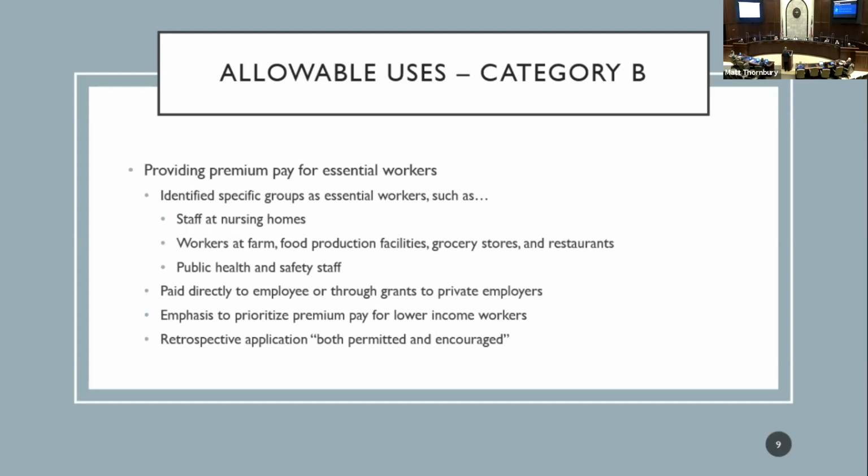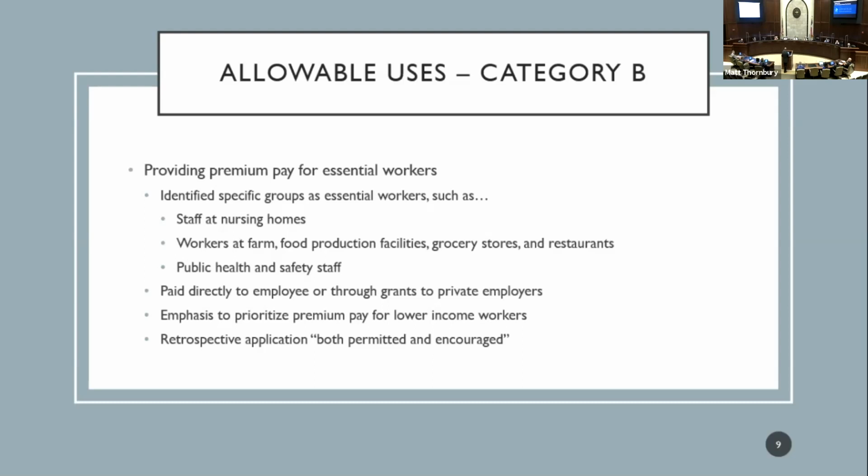Category B is providing premium pay for essential workers. There were specific groups that were identified in the plan as essential workers, and some examples would be staffing at nursing homes, workers at food preparation facilities, grocery stores, and the like, and public health and safety staff. These are funds that we could provide payments directly to the employee or through grants to private employers. So if there were some private businesses out there that we chose to support, we would be able to provide that to them. The emphasis was to prioritize premium pay for the lower income workers. Those, again, that probably were more greatly impacted by the pandemic than others.